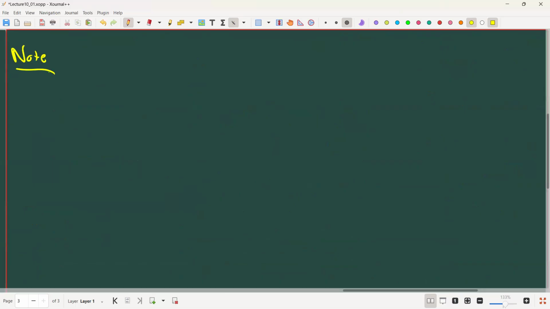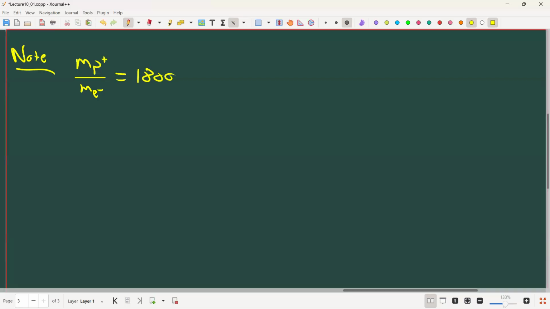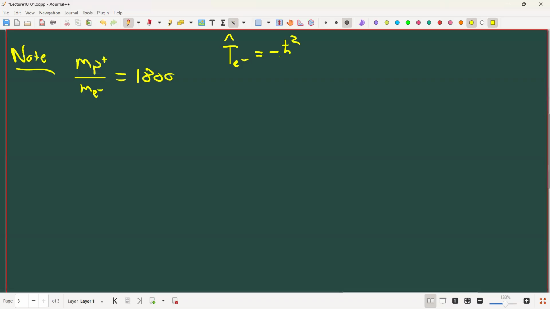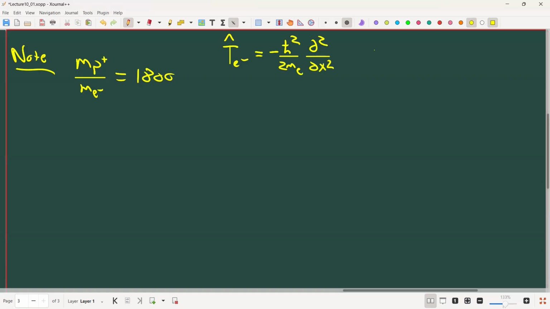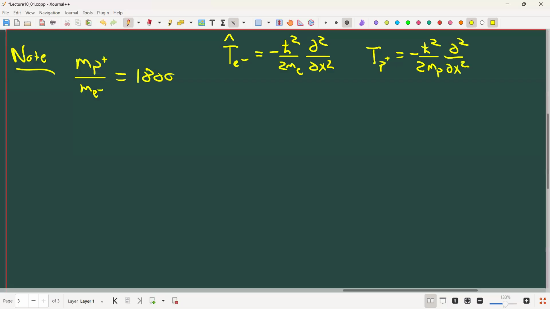Okay, so here's that observation I made, that M_P over M_E is 1800. Right, so let's think about the kinetic energies of these two objects. The kinetic energy of the electron is minus h bar squared over 2 m_e times the second derivative with respect to space. And the proton has a very similar structure, h bar squared over 2 times the mass of the proton times its second derivative with respect to position.